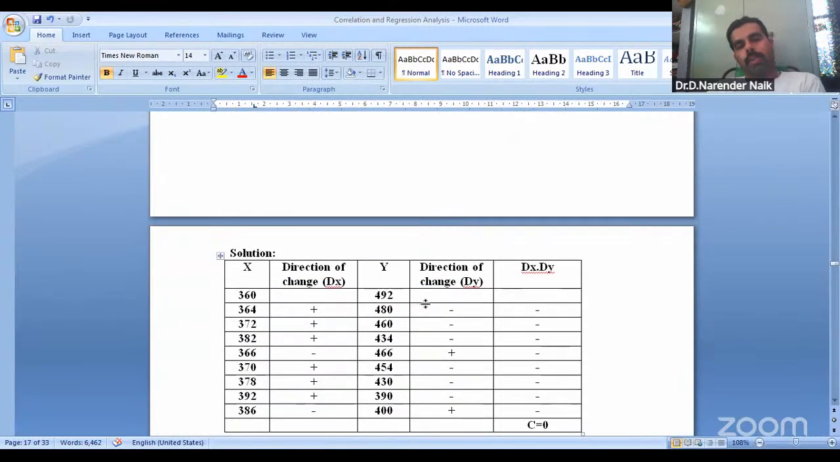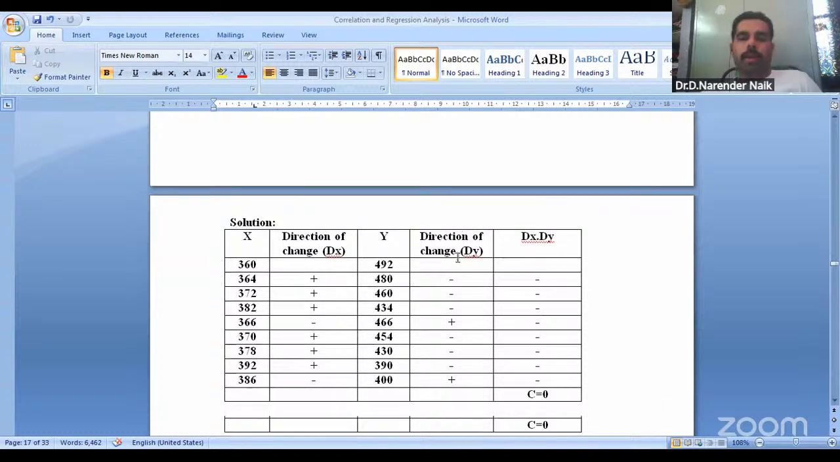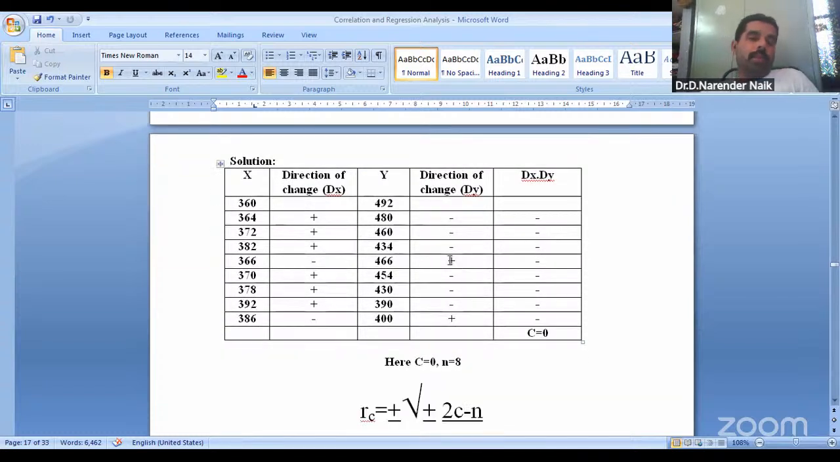See the direction of change in dx, direction of change in dy, and dx into dy. This is a very important step here. The first value 360 is there, so there is no comparison. Leave this column empty. For y, the first value is 492, so leave this column empty. And for dx into dy, nothing is there, so we need to leave it empty. Then now it begins, that is comparison. So observe carefully.